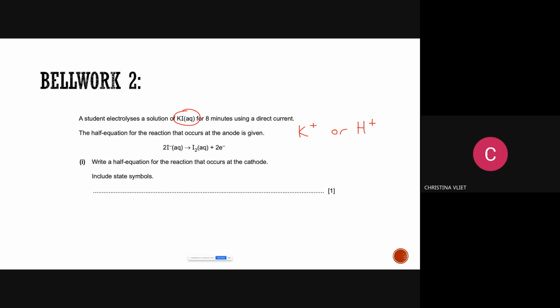That's the question. You're either going to produce K solid, and if you made it, you would have made it in its standard state, or you're going to make H2 gas. Which one happens? You make H2 gas. You don't make K solid because it would explode in water. That's not what happens. It is more active than the H plus. The H plus is what gets reduced here.